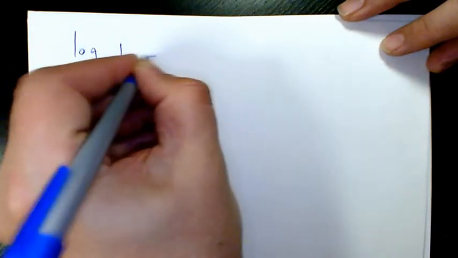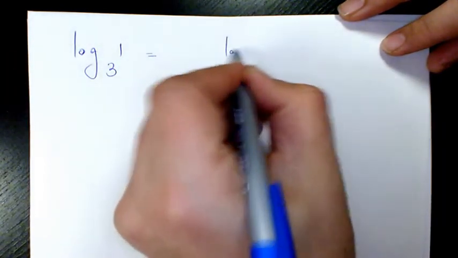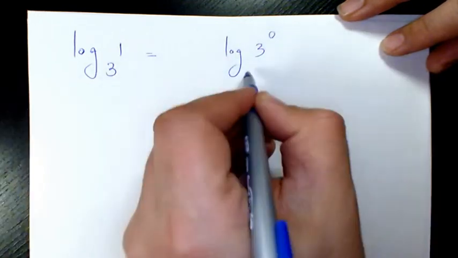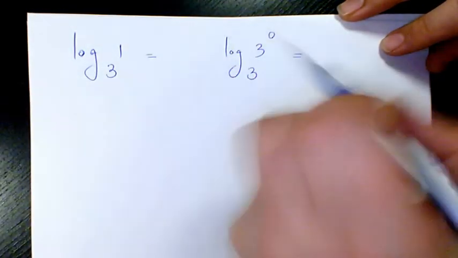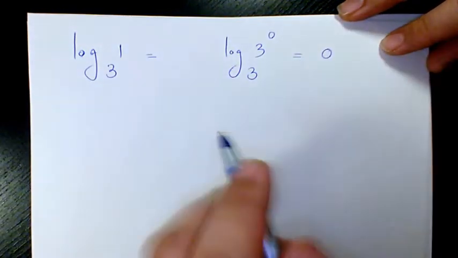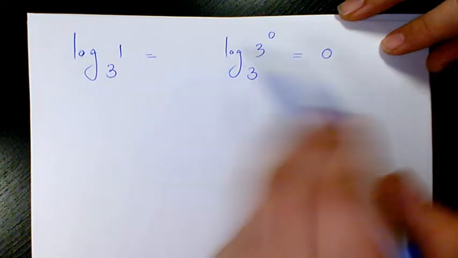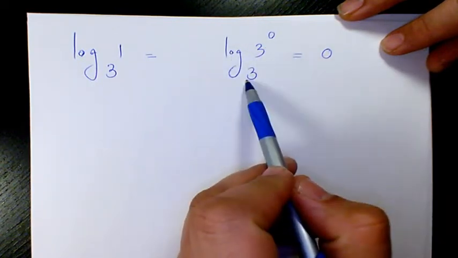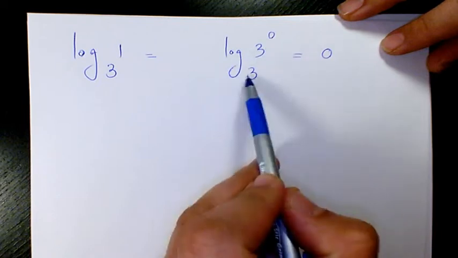Next example, log 1 base 3. We know 3 to the power of 0 is going to be 1. So that's going to be equal to 0, because 0 times log 3 base 3 is going to be 0, because log 3 base 3 is going to be 1.